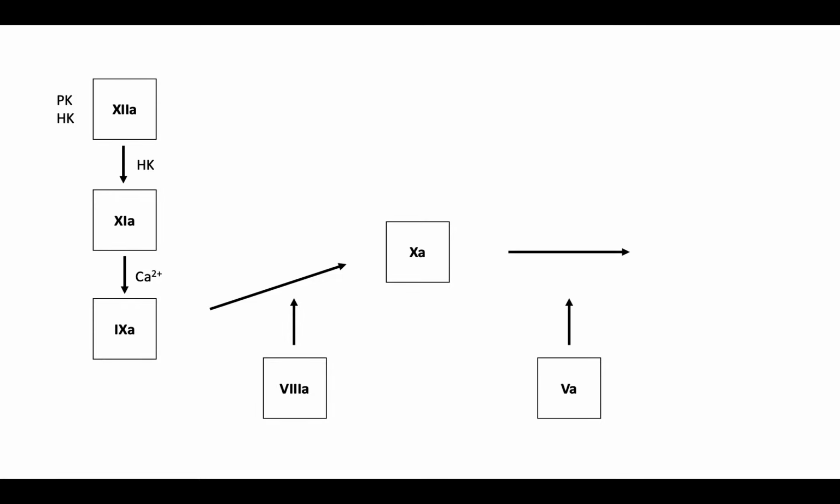Then we're familiar with the rest of the process, where factor 9's cofactor, 8A, helps activate 10A, which acts in the presence of 5A to activate thrombin. These factors, prekallikrein, high molecular weight kininogen, and factors 12, 11, 9, and 8, all make up the intrinsic pathway, which generate a significant amount of thrombin.